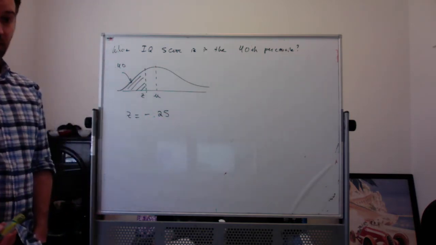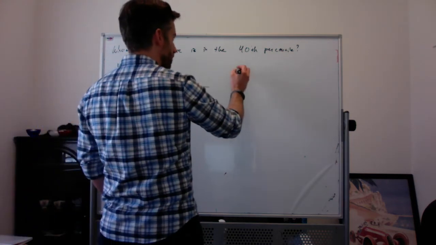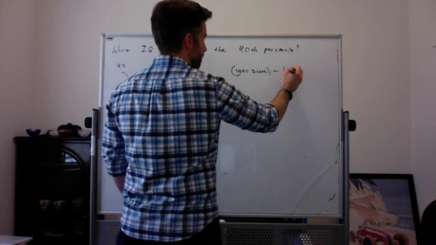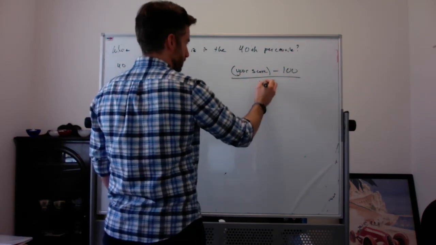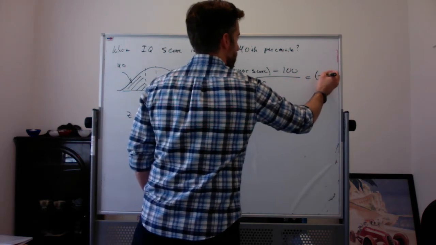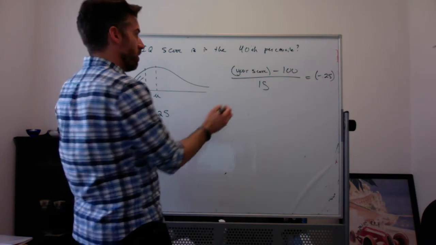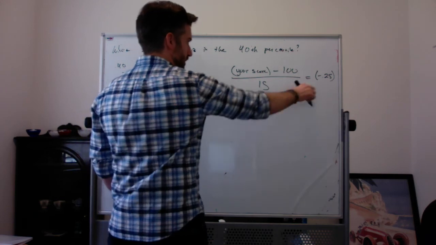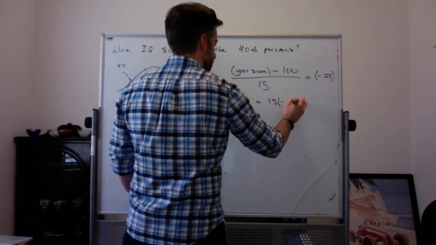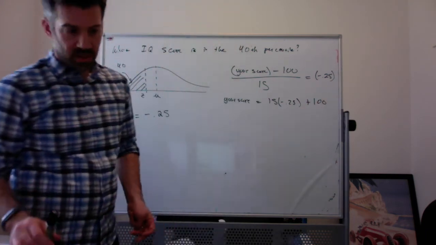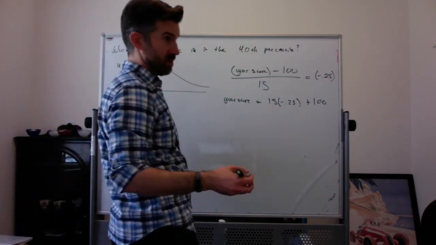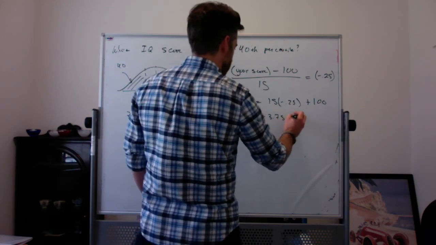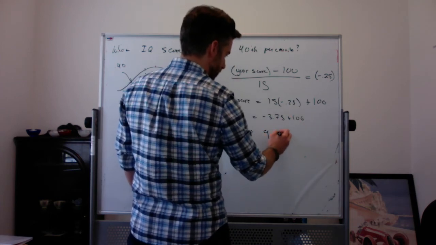Then I'm going to translate that back to what the IQ score would be. When you calculate the Z-score, it's your score minus the mean divided by the standard deviation. So to calculate my score, I'm going to multiply by 15 and add 100. 15 times negative 0.25 is a quarter of 15, which is 3.75, because a quarter of 16 is 4. That's negative 3.75 plus 100, which is 96.25.